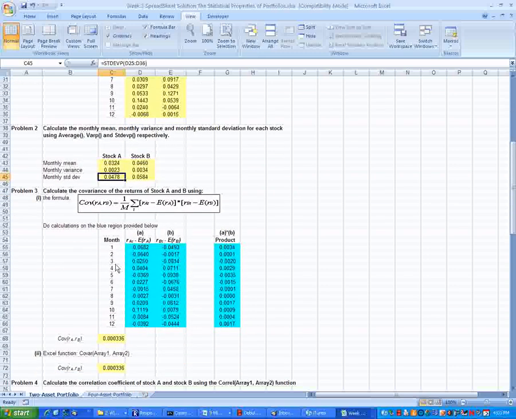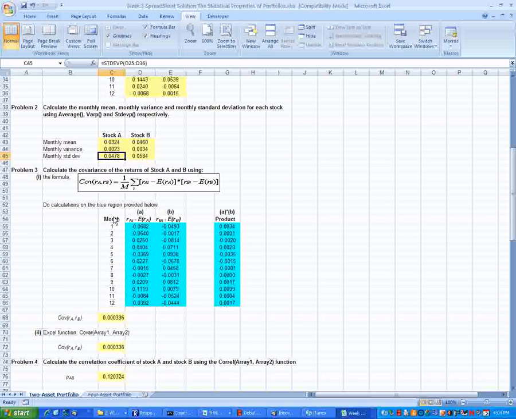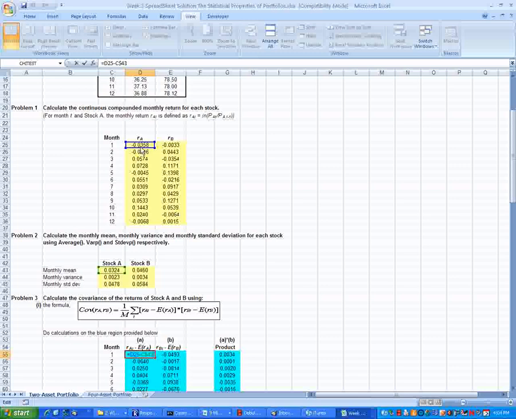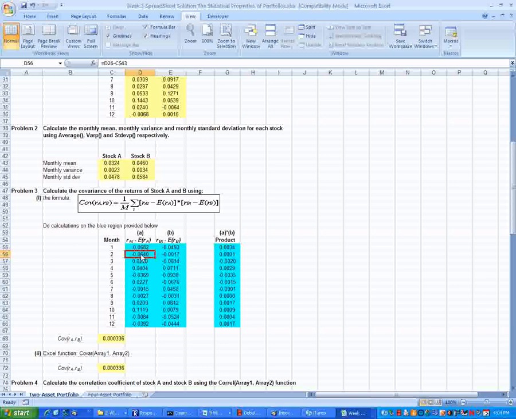Now we move to problem 3. Here we apply the formula that you can see here, and we calculate the covariance longhand by using that formula. To do so, we take the difference between the return of stock A and the mean return for each month, going down from month 1 to 12. And we do the same with stock B from month 1 to 12, and then we take the product of the two for each month and average to find the covariance. And that is consistent with this formula.